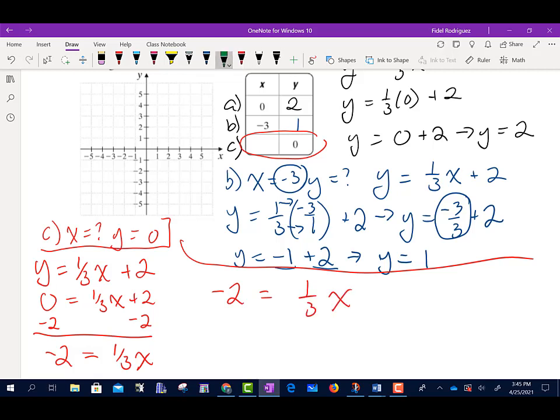Now we did something like this earlier. When I have a fraction in front, I'm going to multiply it by the reciprocal. The reciprocal just means let's flip it. Okay, multiplying, right?